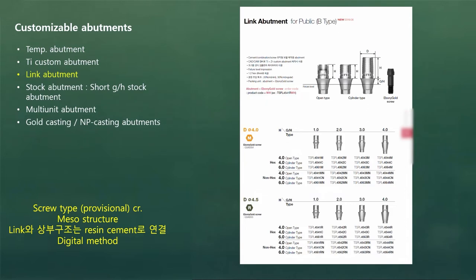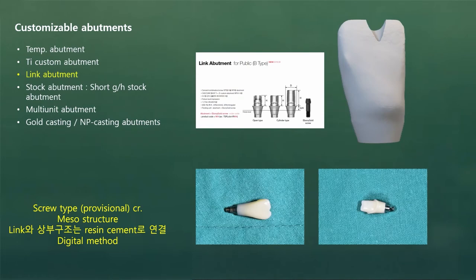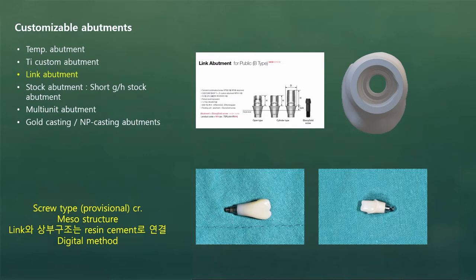But in terms of the link abutment, mesostructure, or screw type, the temporary fits in there and we connect it with resin cement, so it's not really that durable. So you could have a cylinder type or the open type depending on your requirement. And as you can see on the right side, the 3D STL file is the screw type abutment, and there is a connecting part, and here you use the resin cement to link the link abutment. If you link a crown, it's one thing, and if it's a mesostructure, then it becomes a zirconia abutment. When you attach this mesostructure, it becomes a zirconia abutment. So the link abutment and top structure use resin cement, as I said.